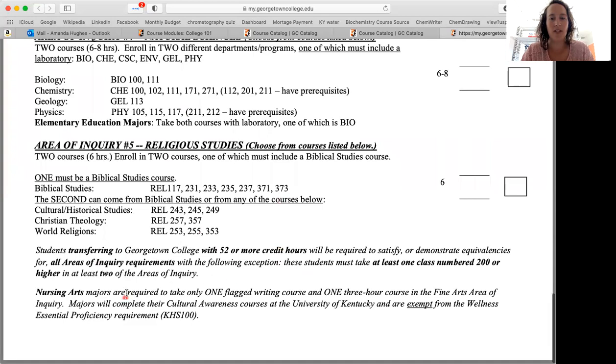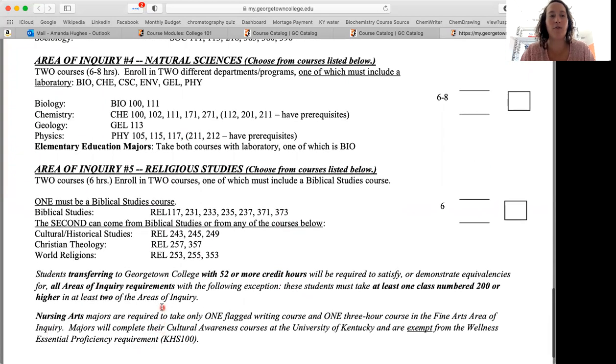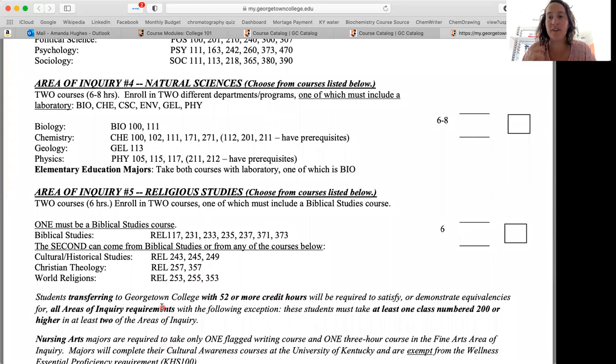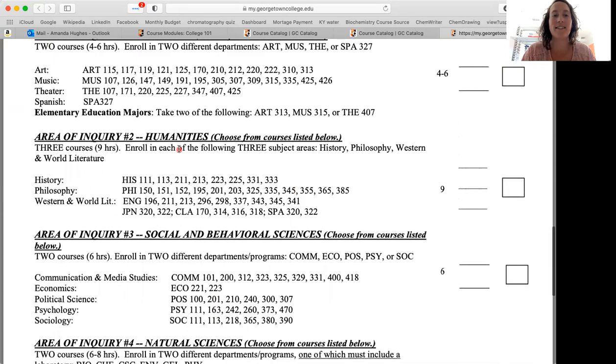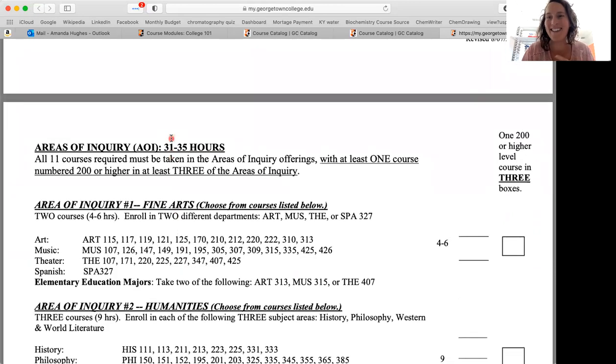A little more information down here I would suggest you taking a look over. But that is essentially the foundations and core checklist. So that's where you build up that liberal arts education, where you are proficient in writing, mathematics, language, and then you have those different areas of inquiry that you've gained some knowledge from these 5 areas. So religious studies, natural sciences, social and behavioral sciences, humanities, and fine arts is the last one. Okay, so that's the foundations and core part of the degree. So you'll have to complete that checklist in order to obtain your degree from Georgetown College.